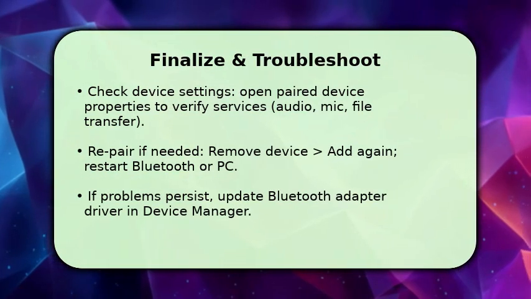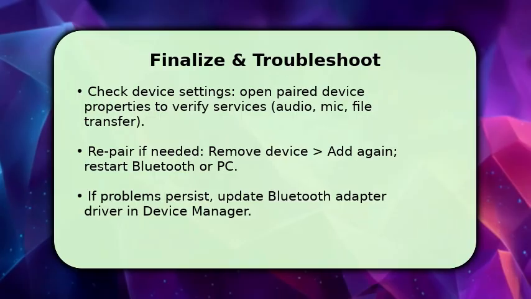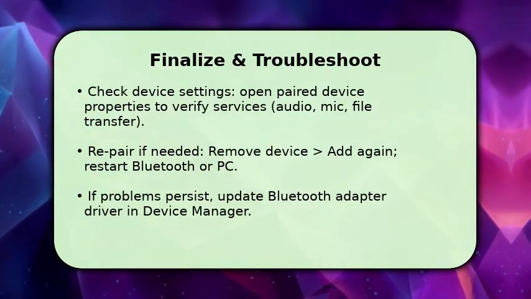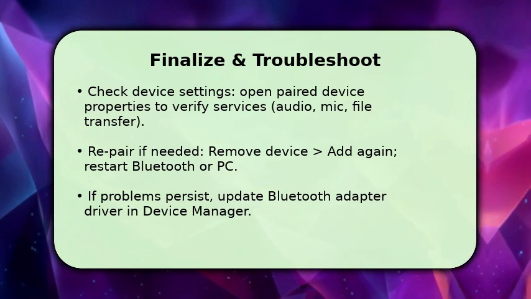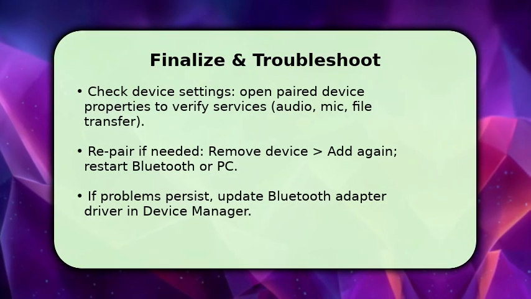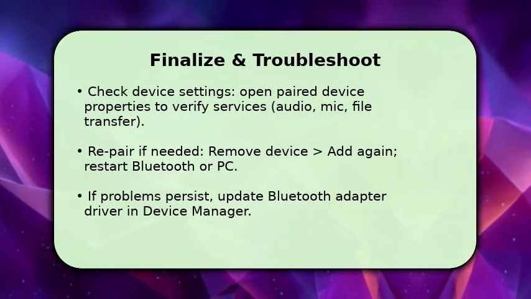Finish by testing the device. Play audio or move the mouse to verify. Make sure the paired device shows required services in its properties so audio or input works. If something fails, remove the device and add it again. Often a restart of Bluetooth or the PC clears hiccups.